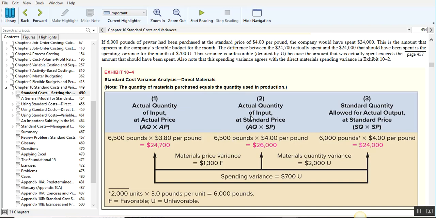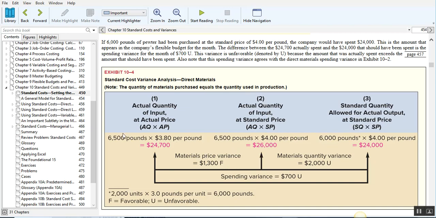The actual quantity of input at the standard price then is what we actually use. So instead of 6,000, we use 6,500 pounds at the standard price of $4 per pound. So we wound up with $26,000 in total cost. But this difference between the actual quantity of input, number 2, and number 3, is the materials quantity variance because the standard price is used in both. The only thing that changes is the quantity.